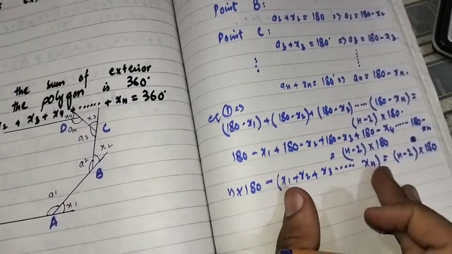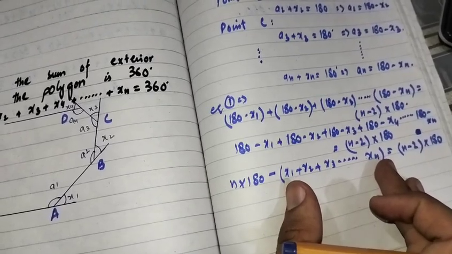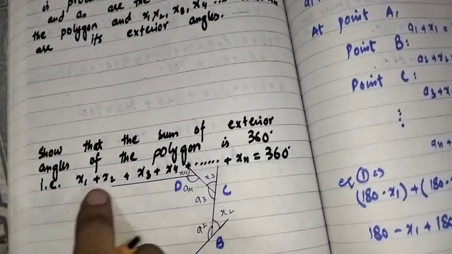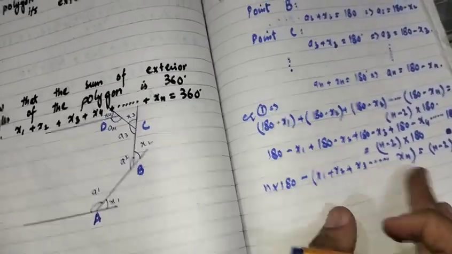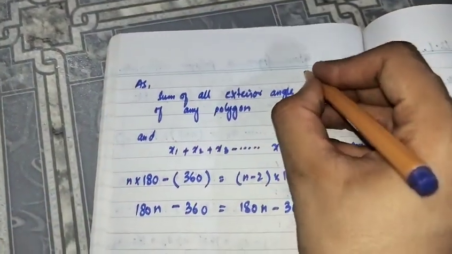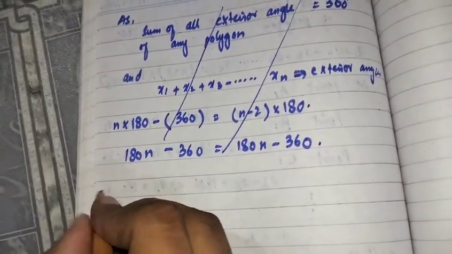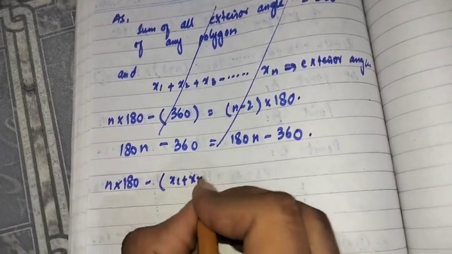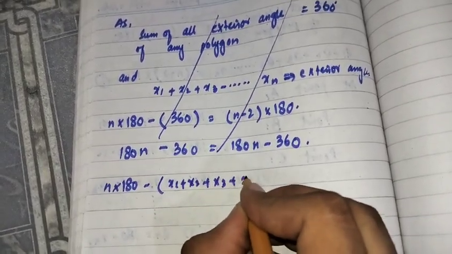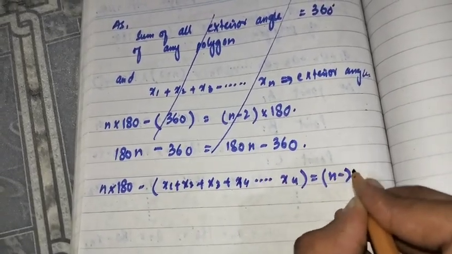We cannot use the statement that the sum of all the exterior angles is equal to 360 degrees, because we have to prove it. We have to prove that the sum of all the exterior angles will be equal to 360 degrees. So we cannot put that in. Again, solving from here, it is n into 180 minus x1 plus x2 plus x3 plus x4 to xn will be equal to n minus 2 into 180 degrees.